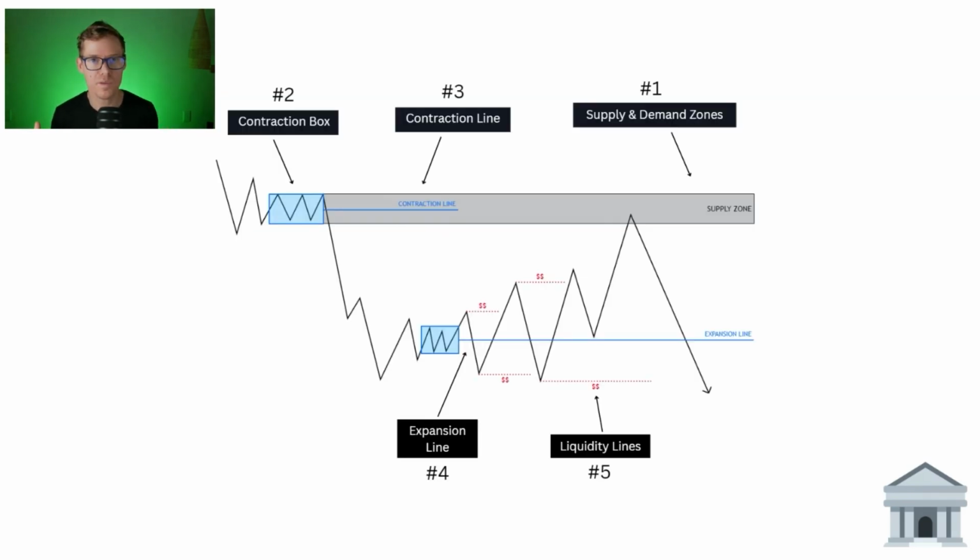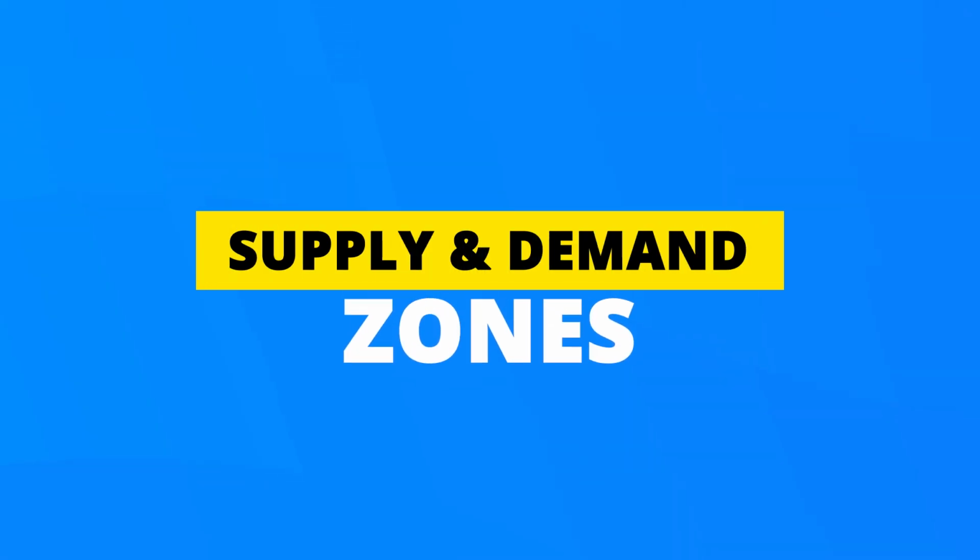These are the core foundation here. So you can see, number 1, we've got demand zones, and demand zones are created by breaks in structures and momentum displacement in the market. We've got contraction boxes, contraction lines, expansion lines, and liquidity lines. These are all the aspects that show you about how liquidity moves, how money moves in the market. So number 1, we've got supply and demand zones.